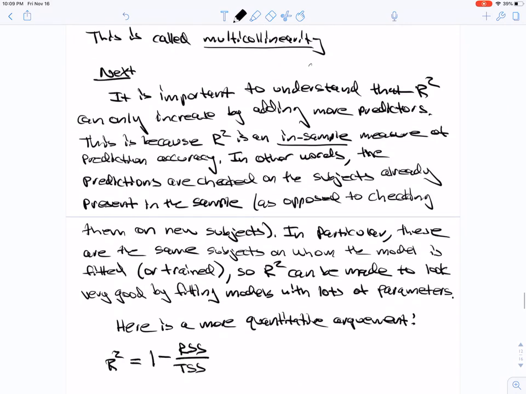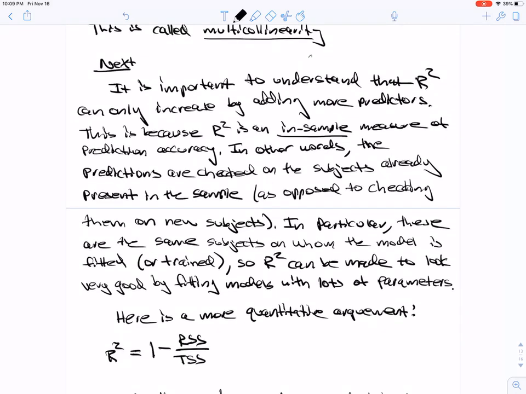So that's why we need to avoid this situation where we have what's called multicollinearity, where the predictors are related to one another. Next, it's important to understand that r squared can only increase by adding more predictors. This is because r squared is an in-sample measure of prediction accuracy. In other words, the predictions are checked on the subjects already present in the sample, as opposed to checking them on new subjects. In particular, these are the same subjects on whom the model is fitted or trained. So r squared can be made to look very, very good by fitting models with lots of parameters.